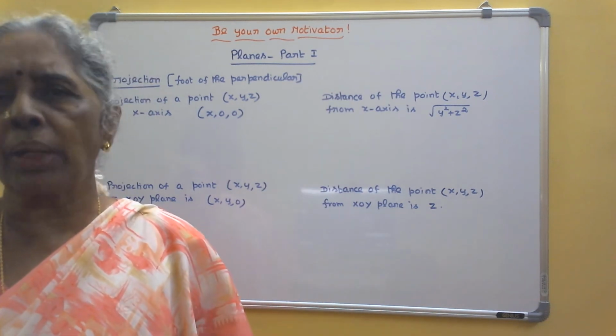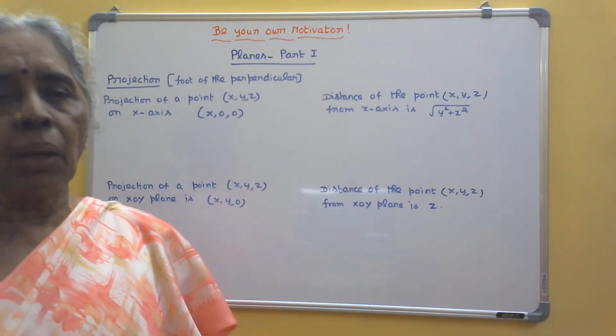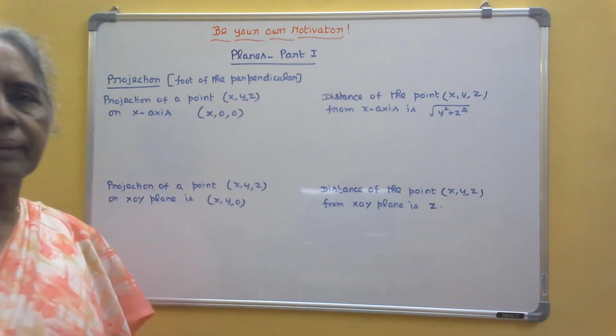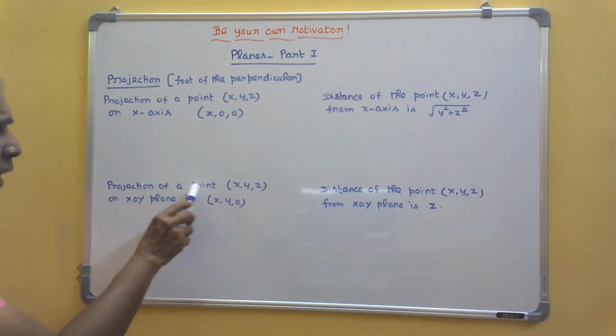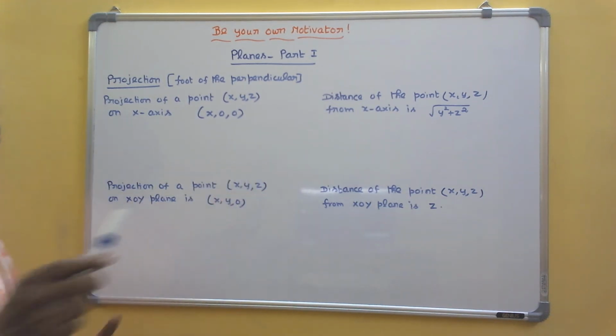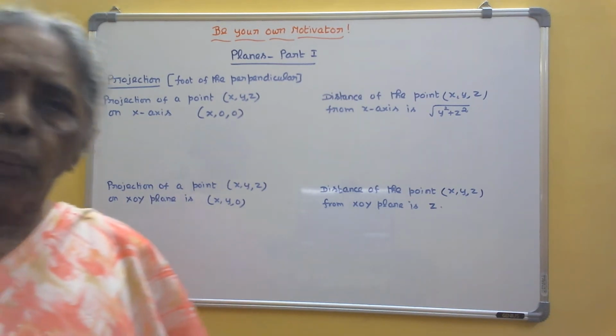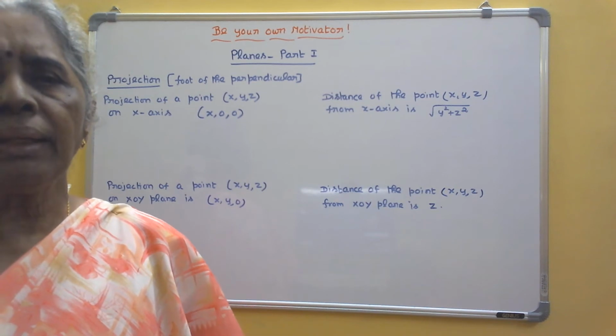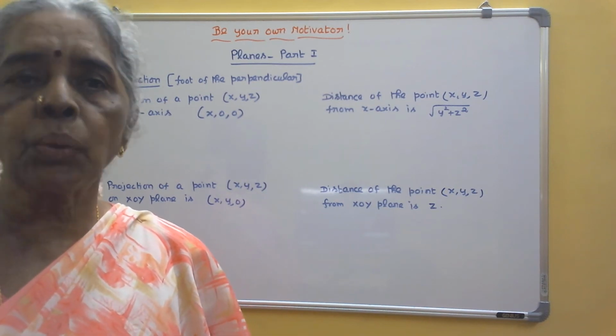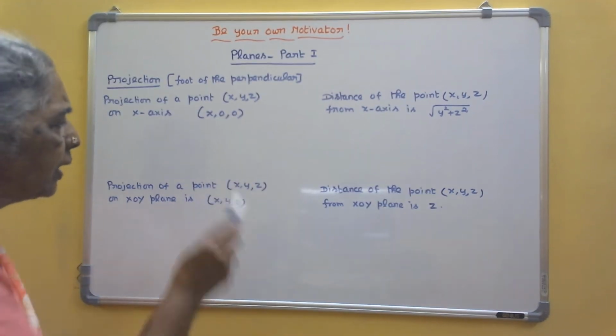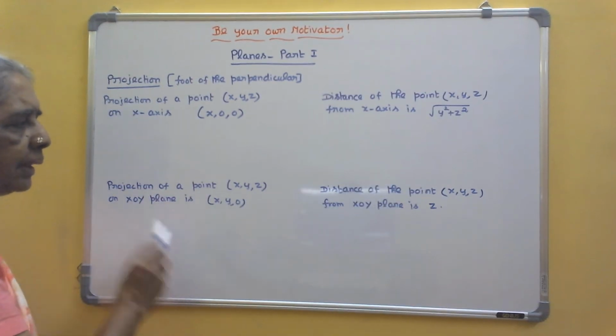No need of by-hearting all these things. Now, this is about the axis. Now, projection of a point x, y, z on xy plane. You know, in xy plane, the z coordinate will be 0. So that will be x, y, 0.